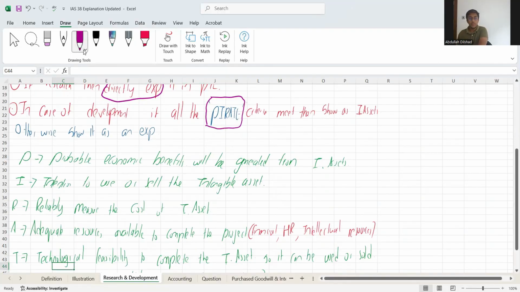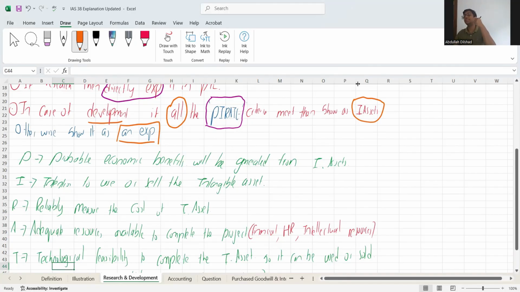Why? Because in terms of intangible assets, you can divide it into two parts: one part is research, one part is development. In terms of research, you can always directly expense it to your P&L. In terms of development, if all the PIRATE criteria are met, then you can show it as an intangible asset. If at least one factor or condition is not met, then you need to expense it in your profit or loss. This is the rule in terms of development.